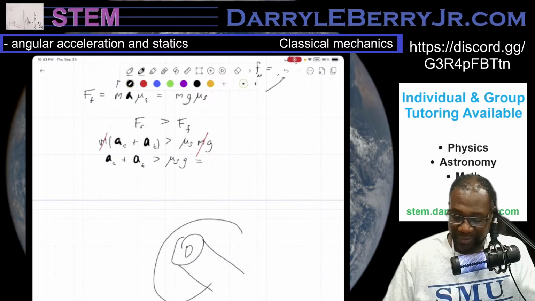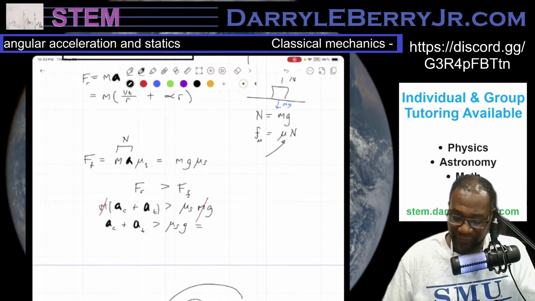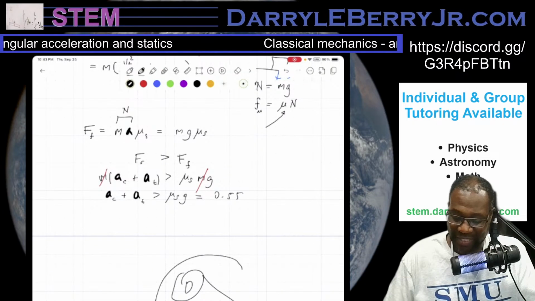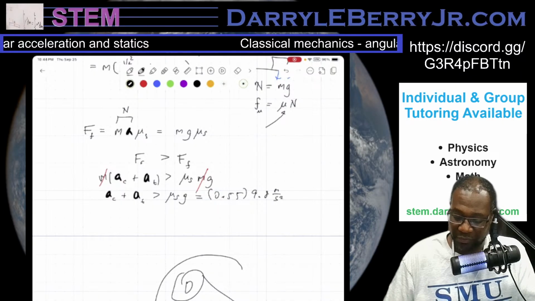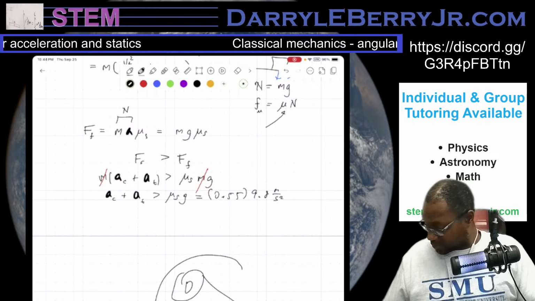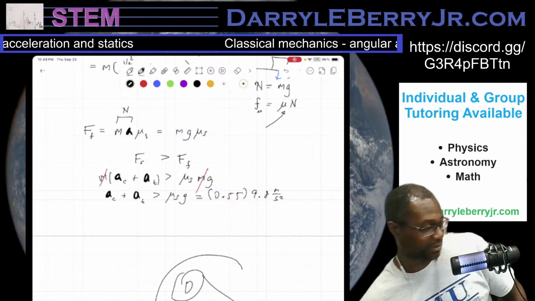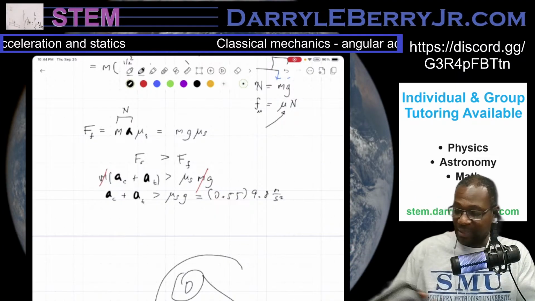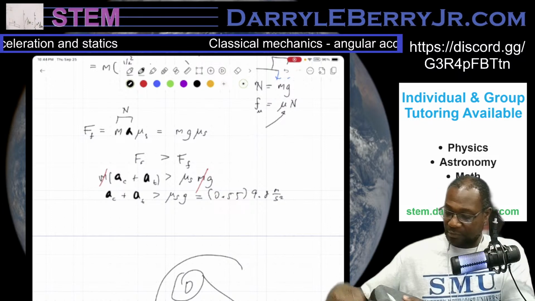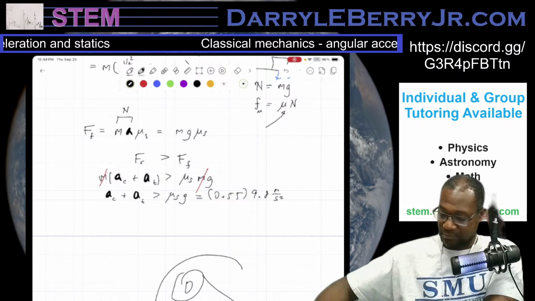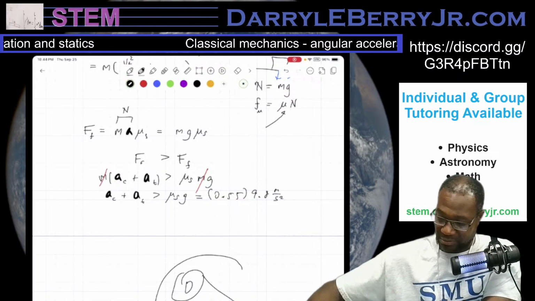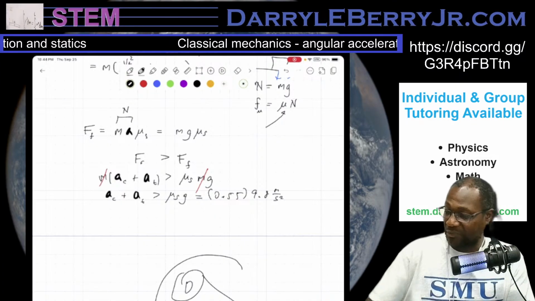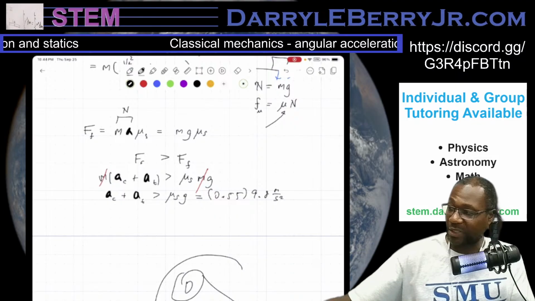So now we have a_c plus a_t must be greater than μ_s g, and we can figure out what that is. I called the coefficient of static friction 0.55. There's always going to be some decimal. And g is 9.8 meters per second squared. So maybe I should have picked an easier number. Can't do that one in my head for sure. I could just round to 10 or something, but I'll go ahead and get some relatively accurate numbers so we can see what these values are like.